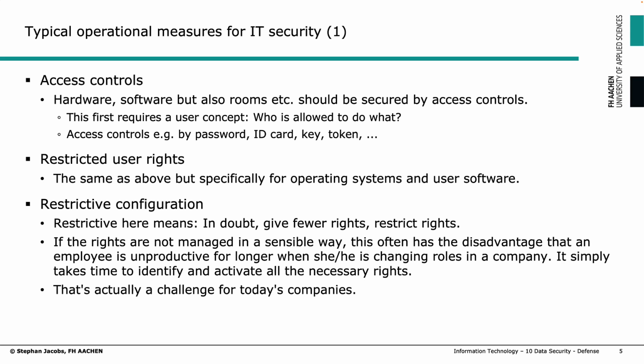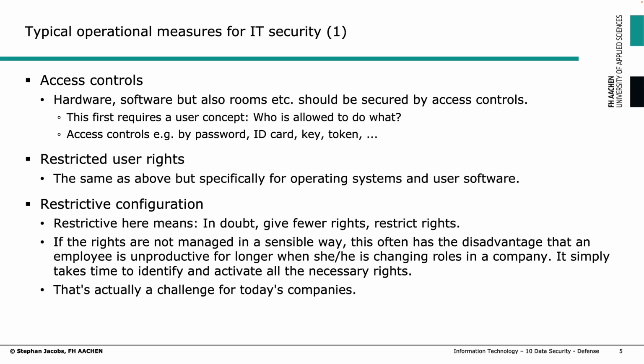Access control should be restricted, so that's a second idea. Restricted user rights. You should think about what is needed, and you should restrict hardware, software and data to only those things which are really required. And this starts from an operating system perspective, goes to application software and includes the data. Restrictive configuration once again goes in the right direction. Restrictive means, in doubt, give fewer rights, restrict rights.